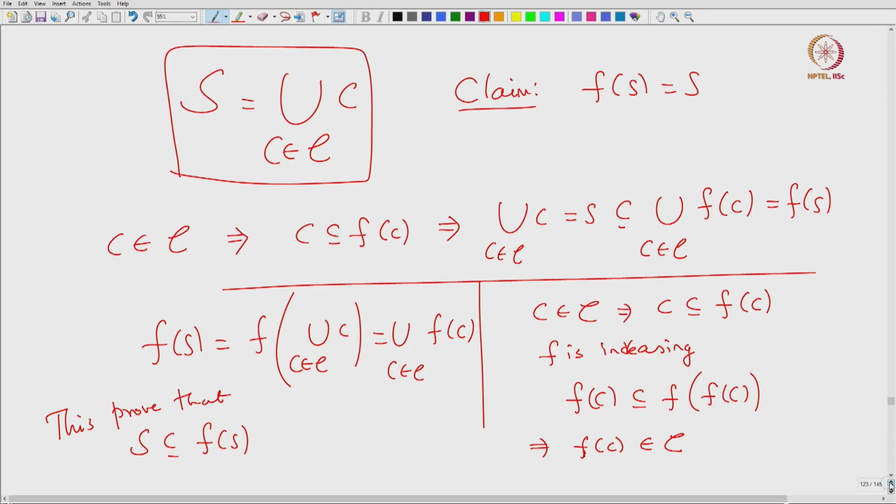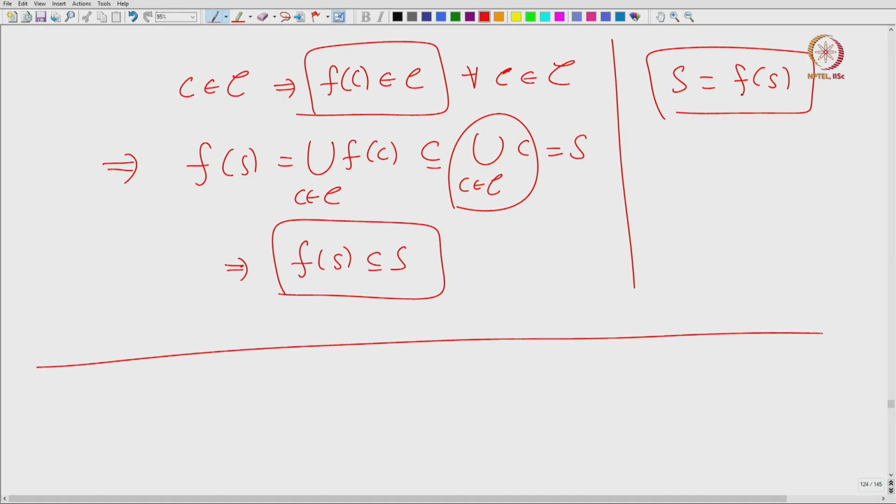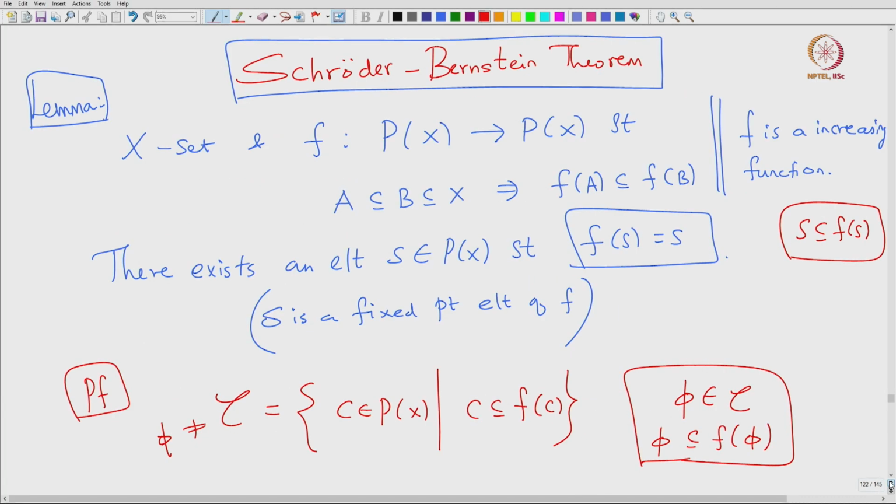So, here we had that S is contained in f of S, and then here we have that f of S is contained in S. So, that implies that S is equal to f of S, and S must be a fixed point. So, this completes that under our hypothesis that f is increasing, we can actually have a fixed point.